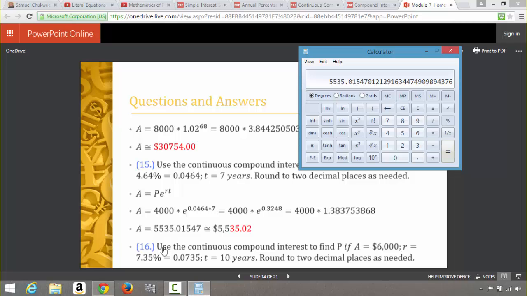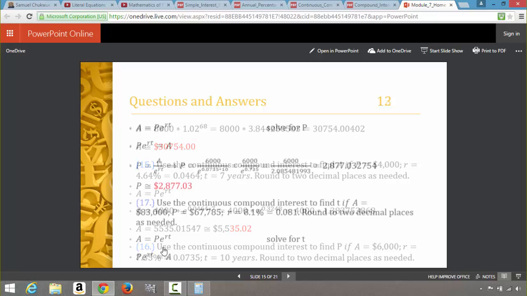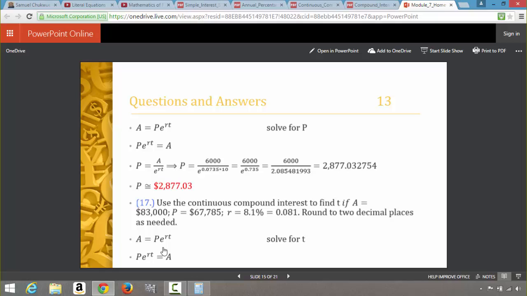Question 16. Use the continuous compound interest formula to find P. In this case, we solve for P. You use the literal equations, and you do that, you get this. Question 17 is similar, but you solve for T. In this case, you solve for T. This is where we will introduce logarithms.